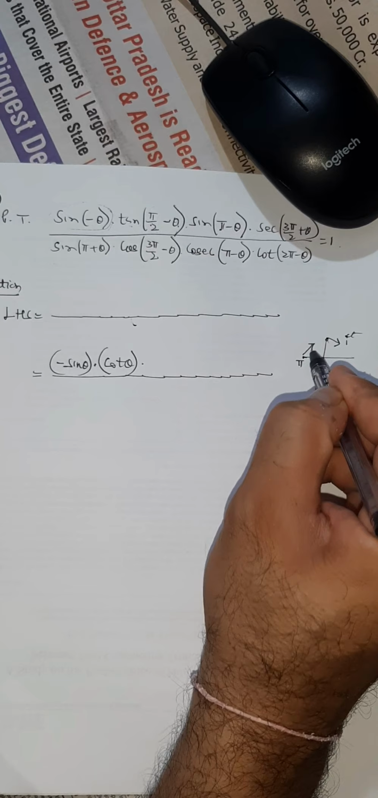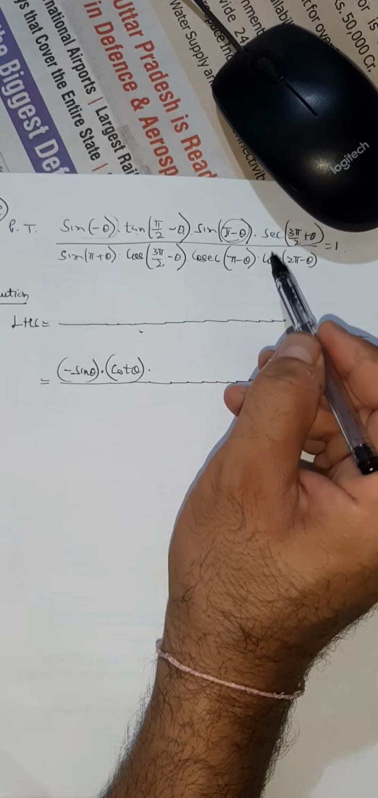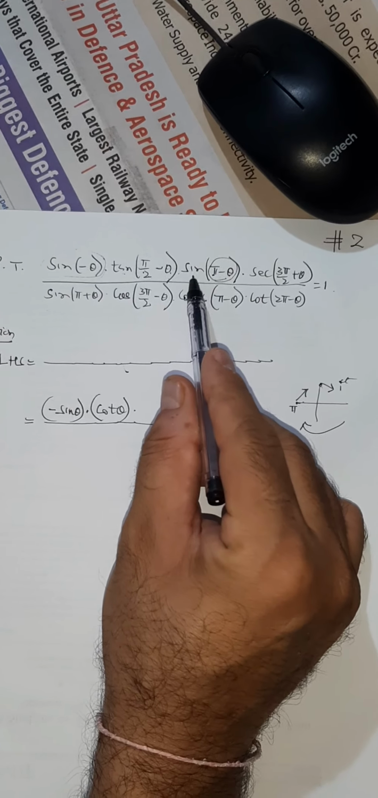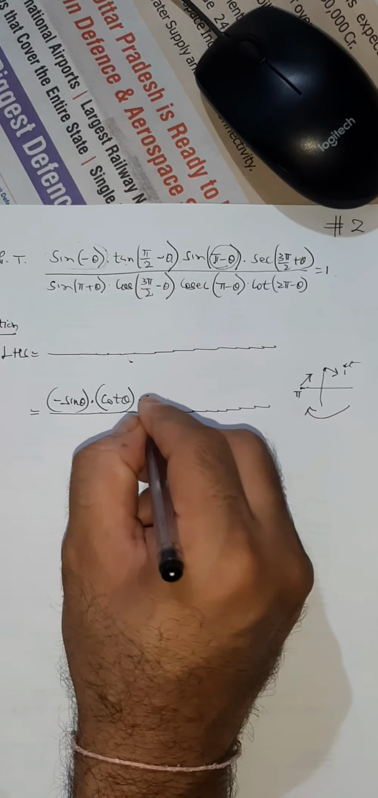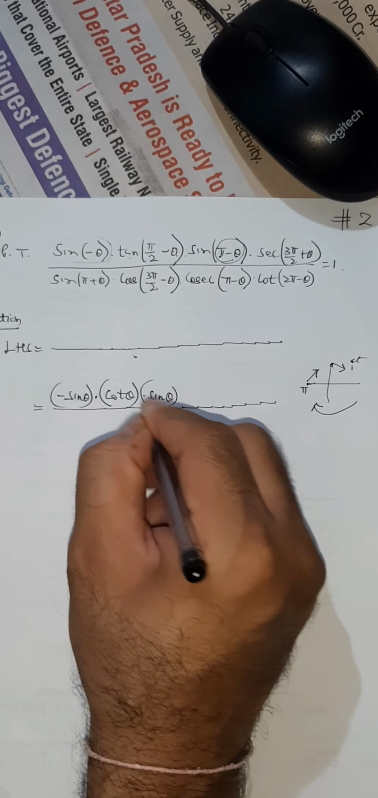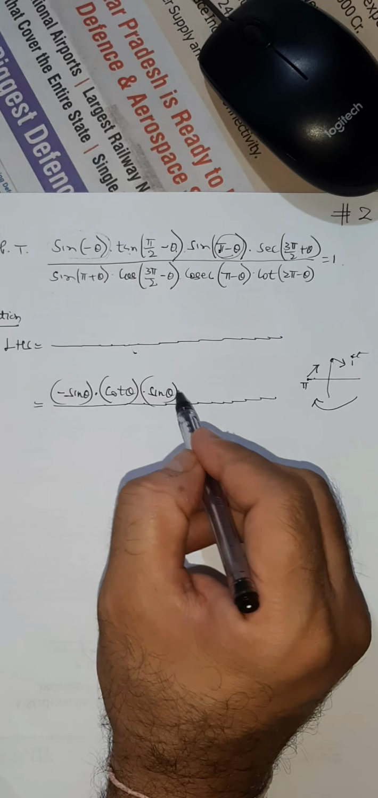Pi minus theta, pi is here. Minus means second quadrant. Minus means you are moving in clockwise, remember. So this will be in the second quadrant, and in the second quadrant all S, so sine is positive. So this will be just sine theta, and the sine function will be there because you have pi.